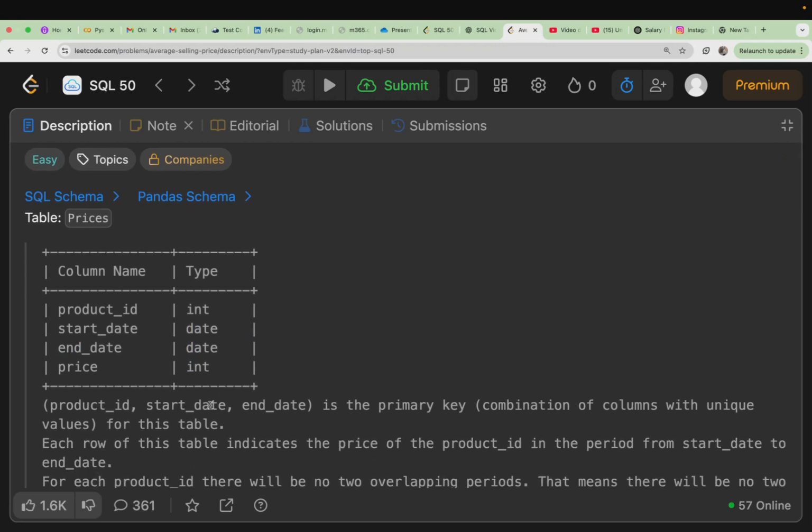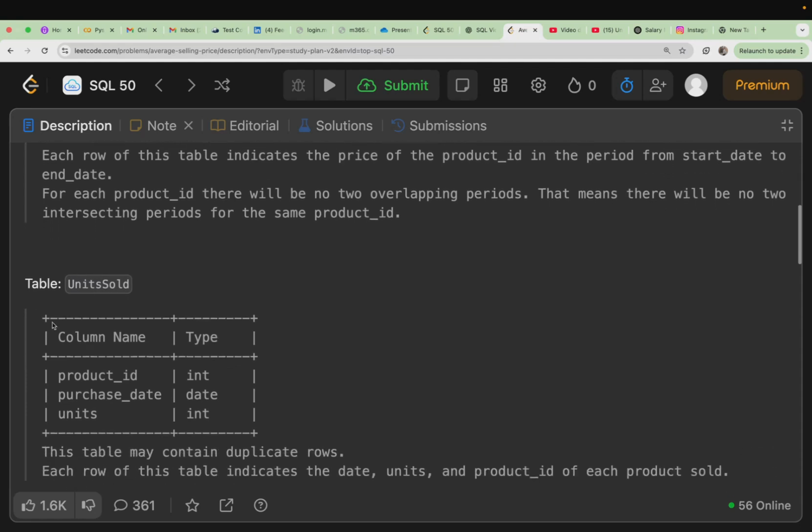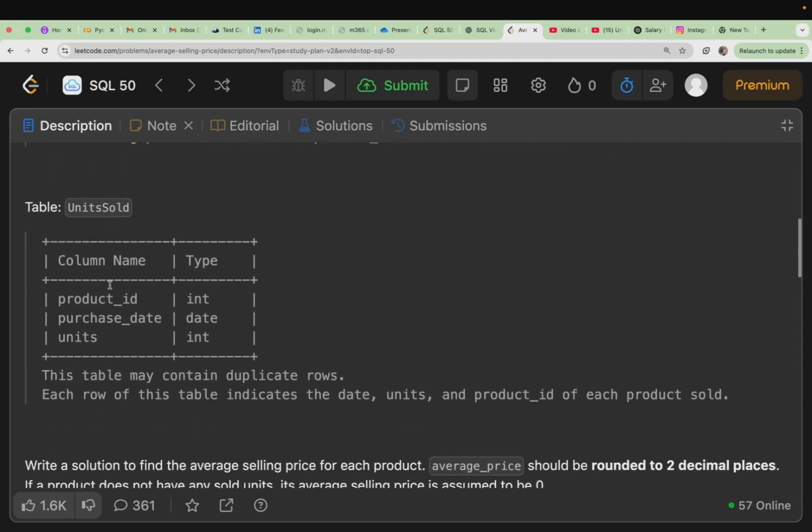So let's say we have a shirt whose price was 100 in the month of March and it increased to 200 in the month of April. So in this table, every product will have a start date and end date, that is the time range for a price. The second table is our units sold table, which contains the product ID, its purchase date and the units that were sold.